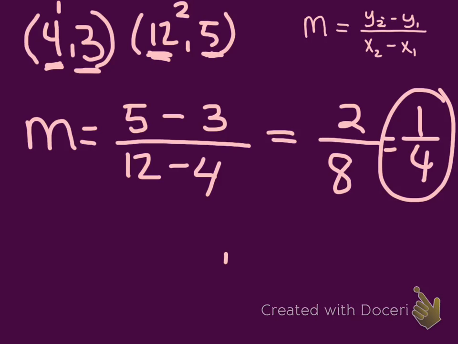Let's do another one. They're actually going to have us turn it around. What if we would have called this the 1 and this the 2? It would have been negative.